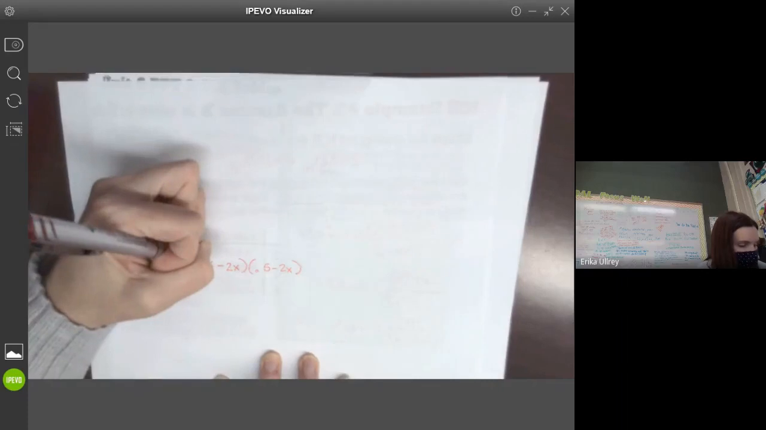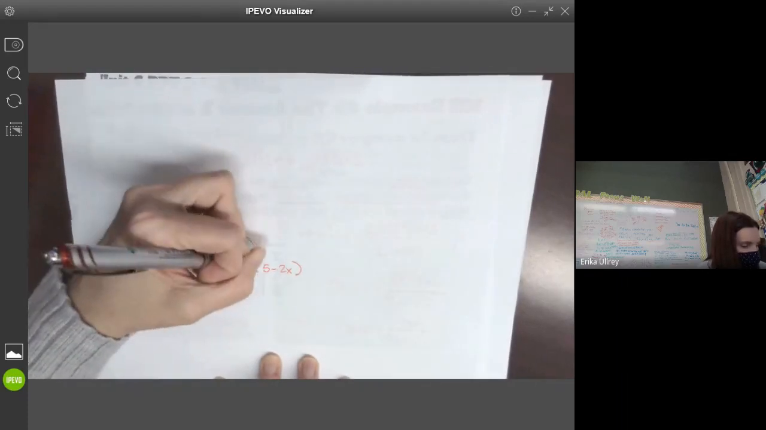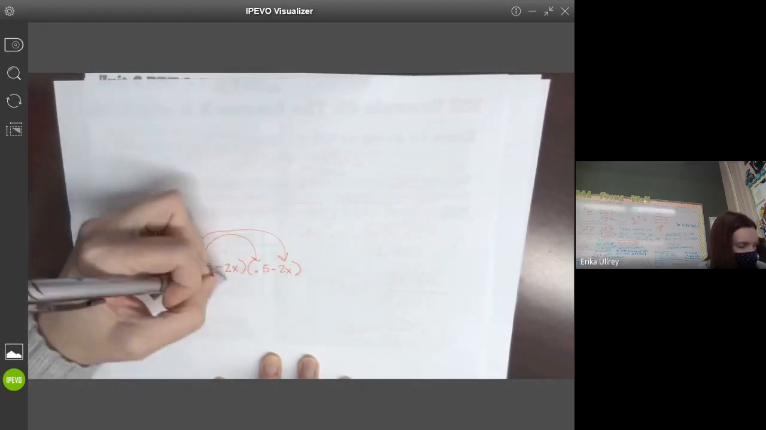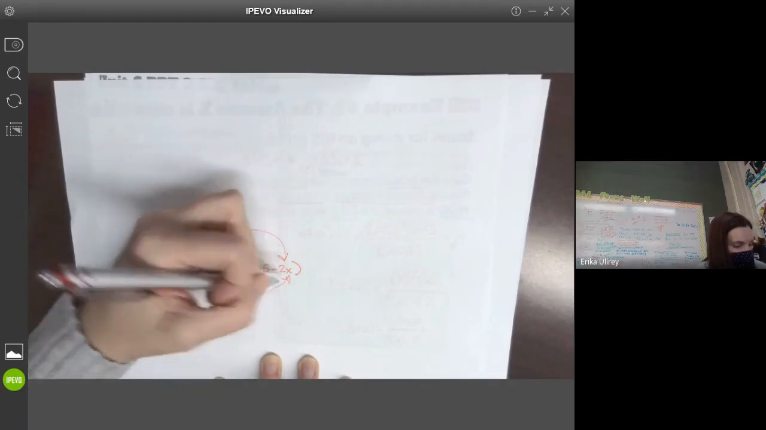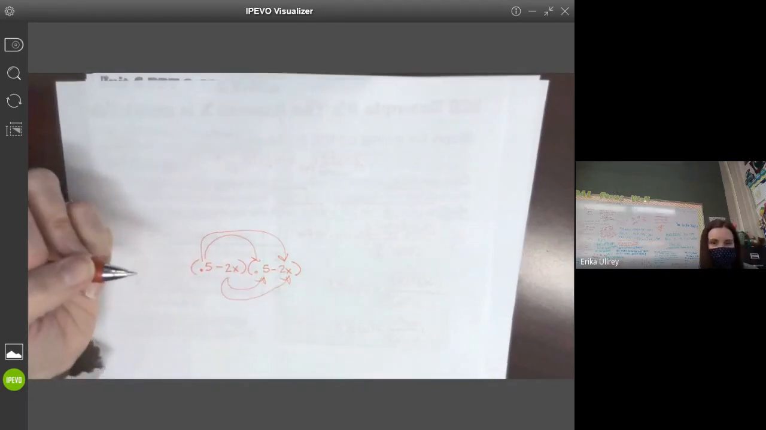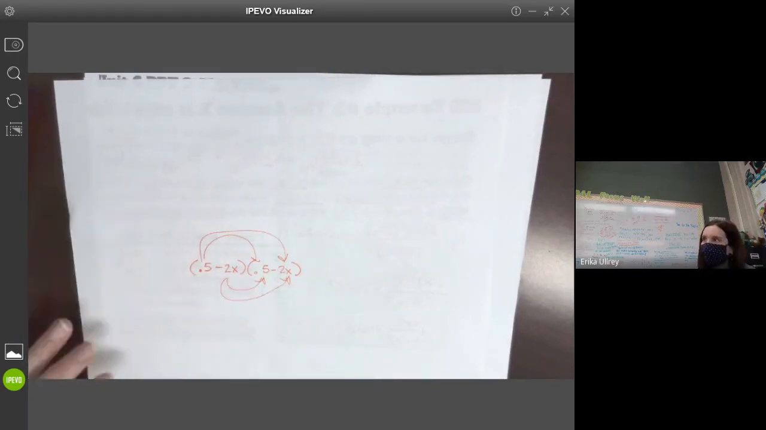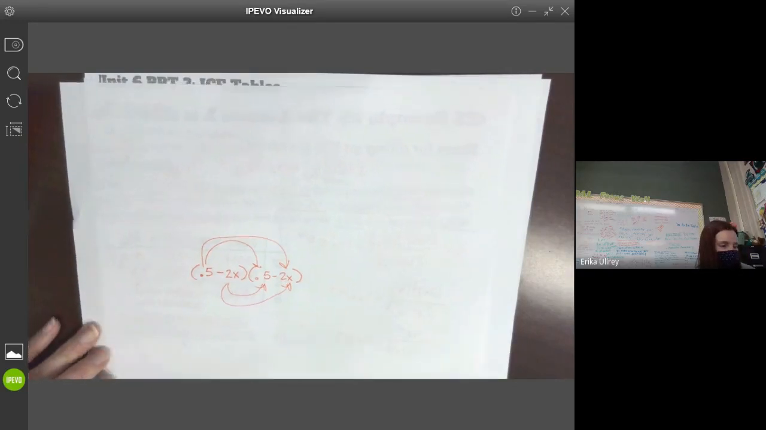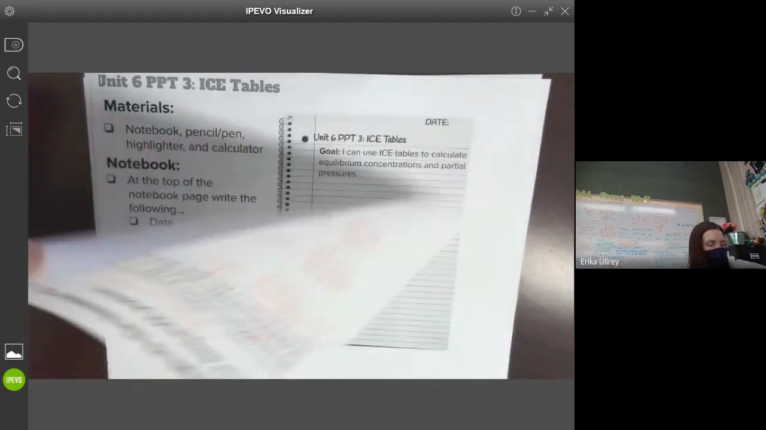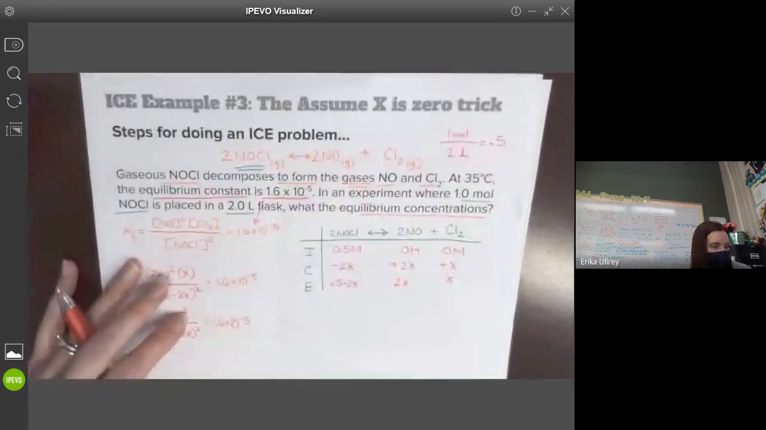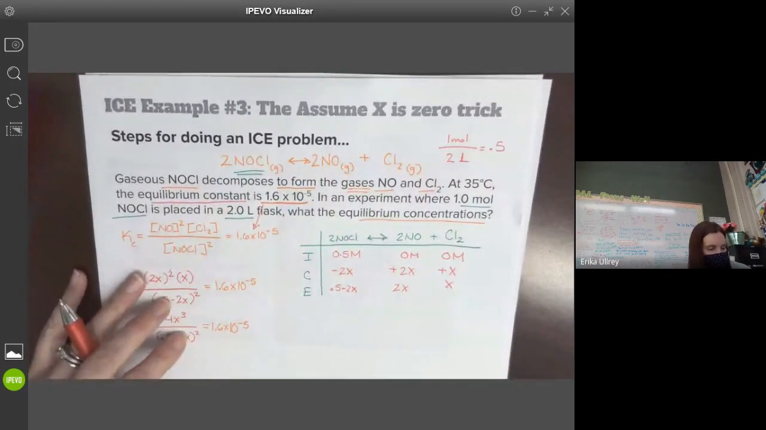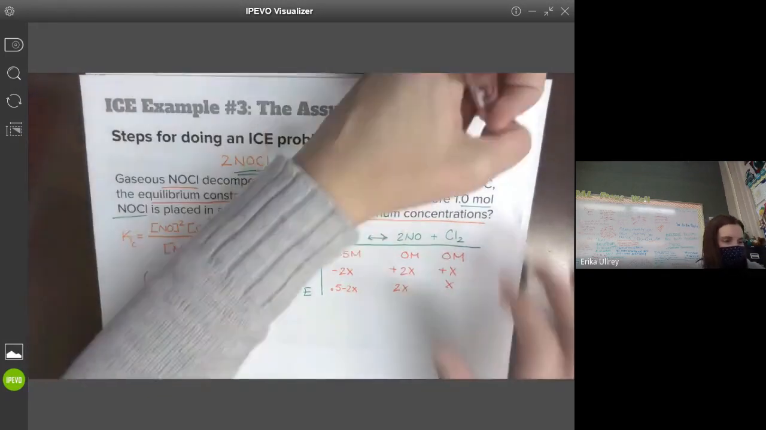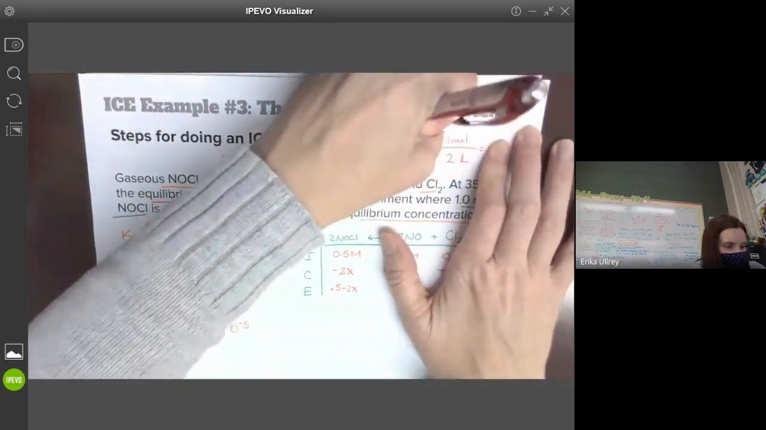And then we'd have to FOIL, right? The 5 times this, the 5 times that. And we'd have to go here and there. And then we'd have to combine like terms. Does that sound like fun to you? It doesn't to me. So what if I told you there was a way around it that we didn't have to do this? And this is called the assume x is 0 trick.